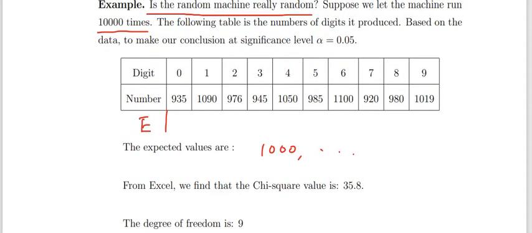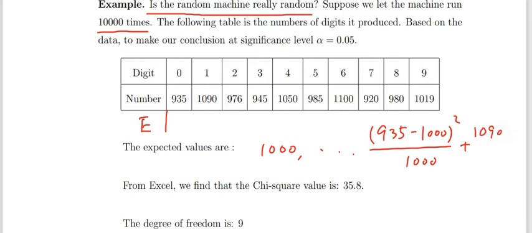It equals, let's say, 935, this observed value, minus the expected value, squared, then over 1,000. Plus the second one, this, minus 1,000 squared over 1,000. Here we have 10 cells, so such a calculation can be tedious.